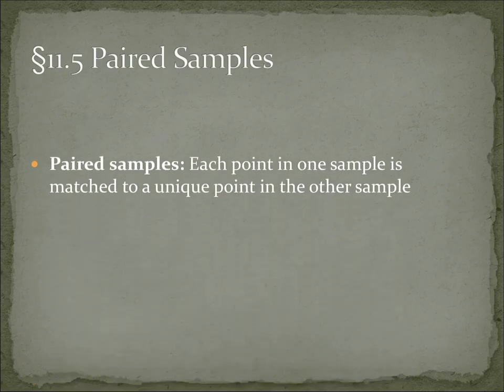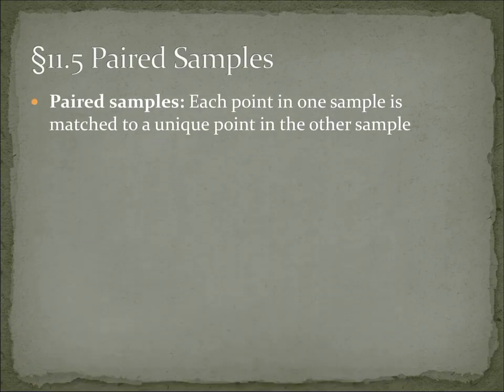Next part is paired samples. So when we do paired samples, each point in one sample is matched to a unique point in the other sample. So much like when we're doing t-tests, we're comparing two different groups, right? But there's different types of groups. One type of group is called a paired sample, right? So each point in one sample is matched to a unique point in the other sample.